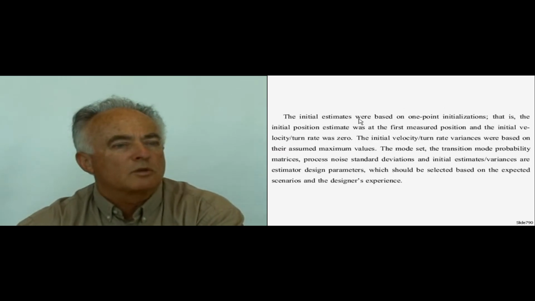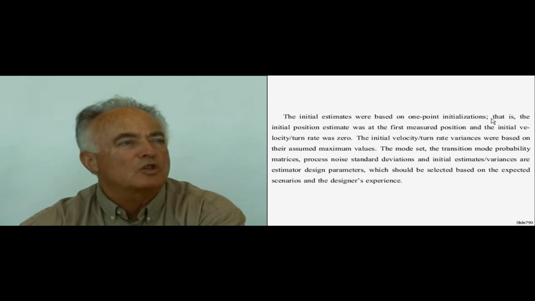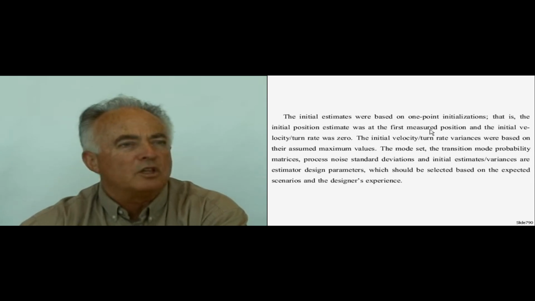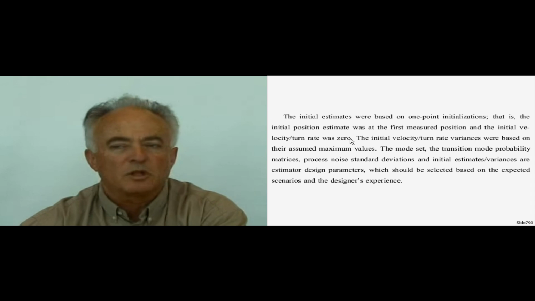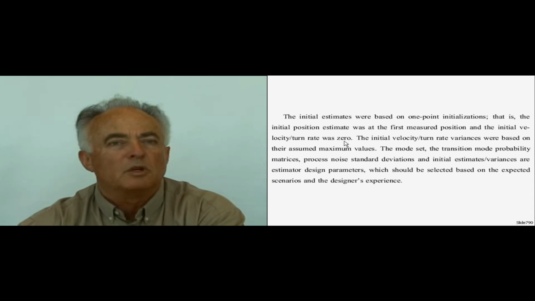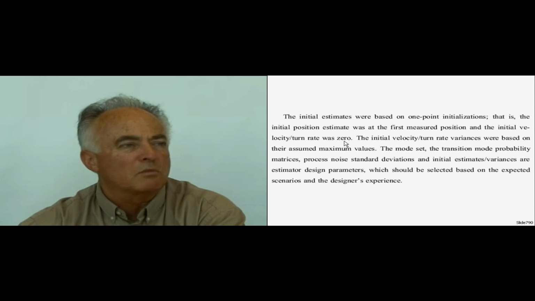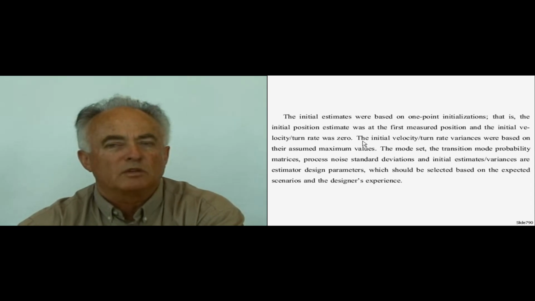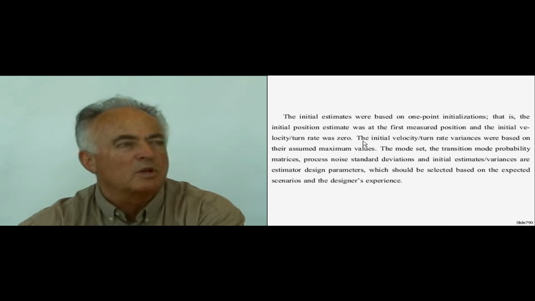The initial estimates were based on 1-point initializations. The initial position estimate was the first measured position, and the initial velocity and turn rate were 0. And this is because you would get, by the 2-point difference, again in this problem, a pretty large variance, so you might as well set it to 0 and give it a standard deviation equal to, say, the maximum speed in each coordinate. So the initial velocity and turn rate variances were based on the assumed maximum values.